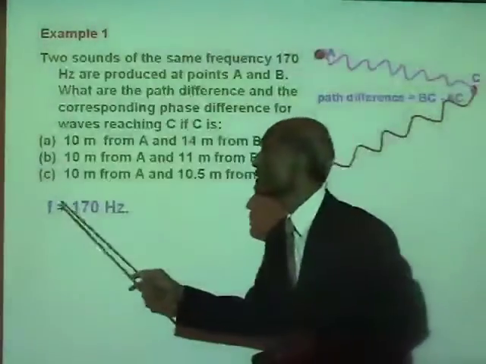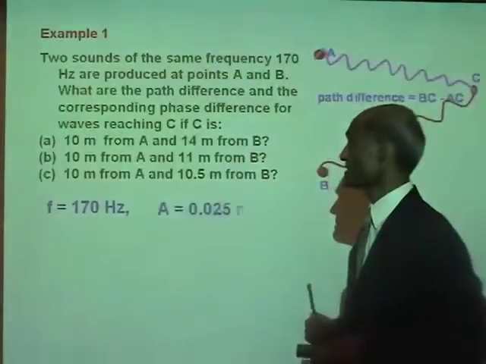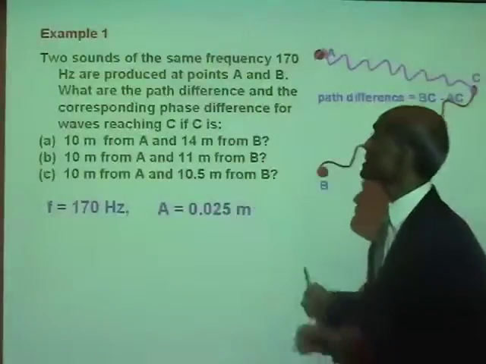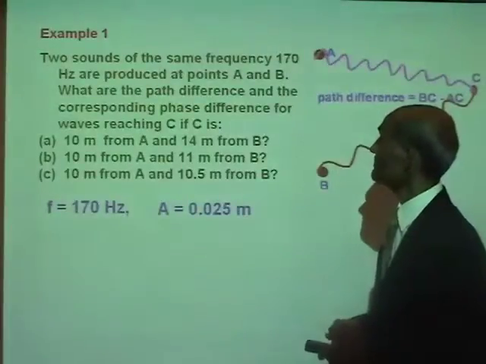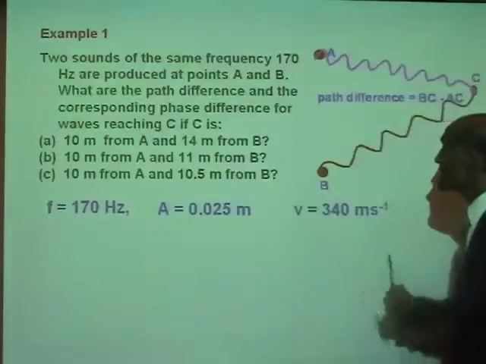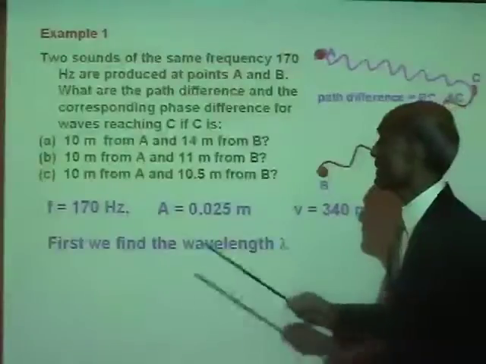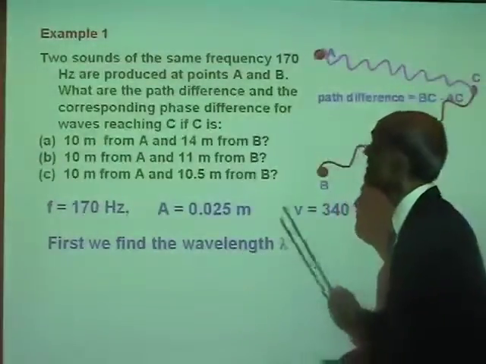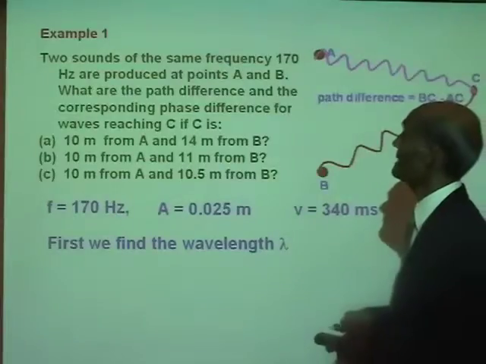First of all, we know that the frequency of the sound is 170 Hertz. The amplitude of vibration is 0.025 meter. Well, we don't need to worry about that. The speed of sound is 340 meters per second, and so on. First, we find the wavelength lambda. We need to find the wavelength lambda.